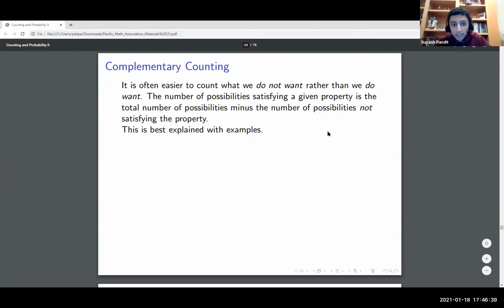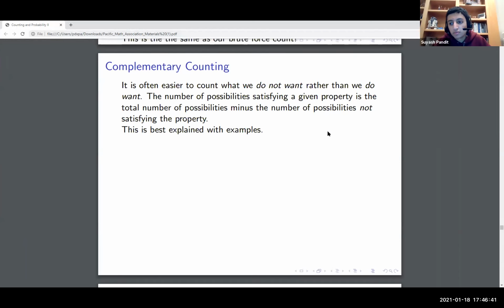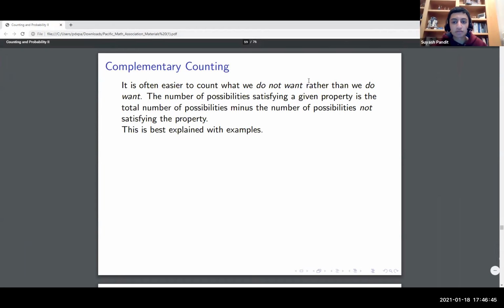Okay, so continuing on with counting, I realized we talked about counting and probability, but there wasn't really much probability today. So we're now going to talk about another useful counting technique called complementary counting.